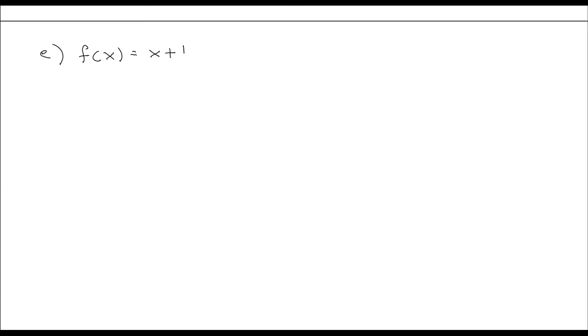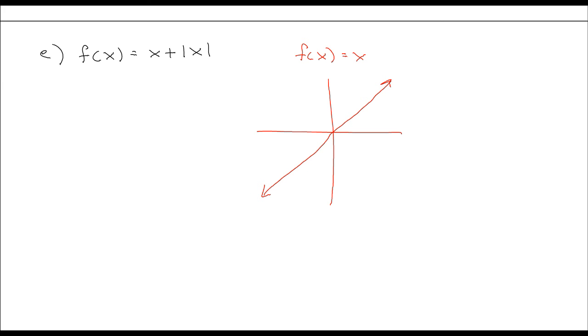And lastly, for part E, we are given the function f of x is equal to x plus the absolute value of x. Okay, now there's two parent functions you want to keep in mind here. So f of x is equal to just x. The graph of that will look like this, just a straight line with a positive 1 slope.